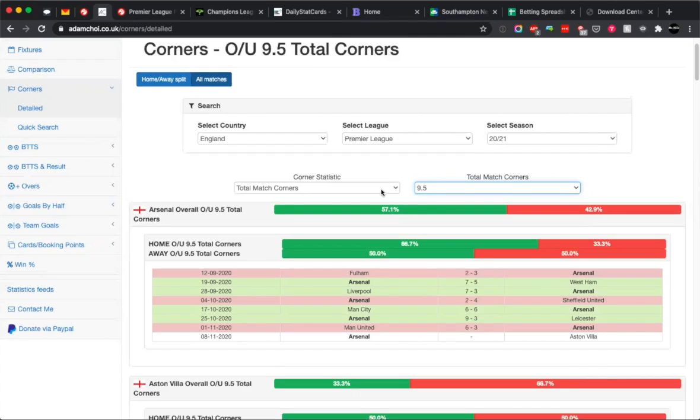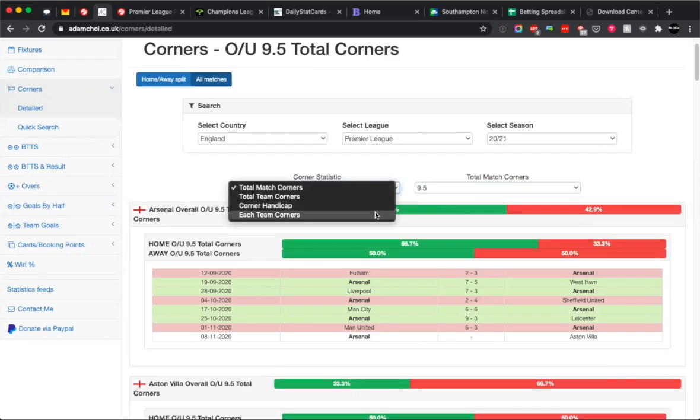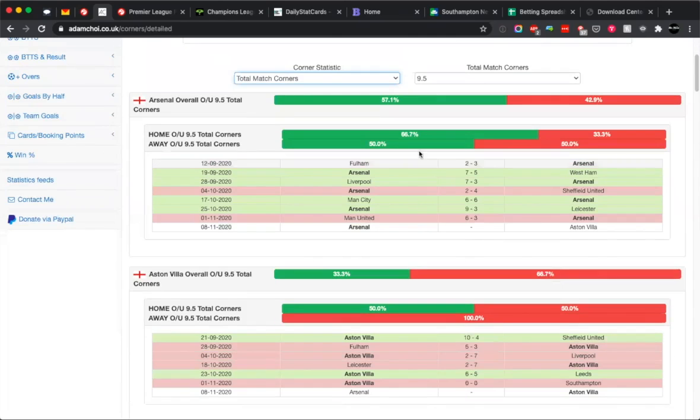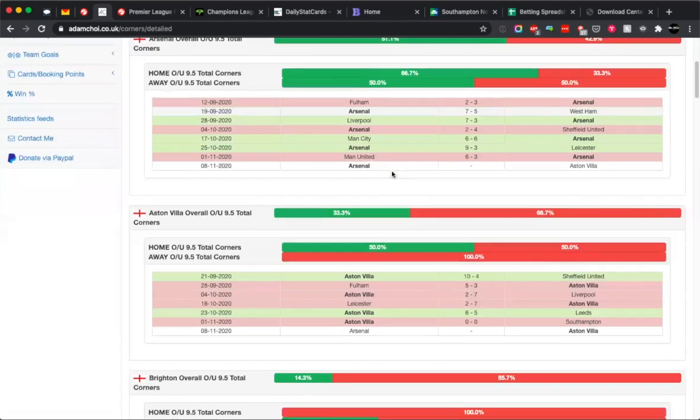So again, here you can look at different things. You can look at how many corners a team takes, corner handicaps, and each team's corners. But what I want you to look at here is a little graph that gives you an idea of Arsenal's last games, both home and away combined. 66% of their home games have had over 9.5 corners, and their away games 50%. So they're not really a consistent team when it comes to corners, unless they're playing another team that has corners.